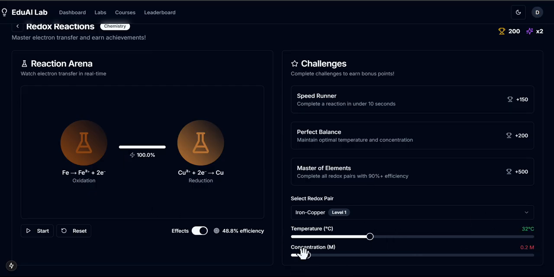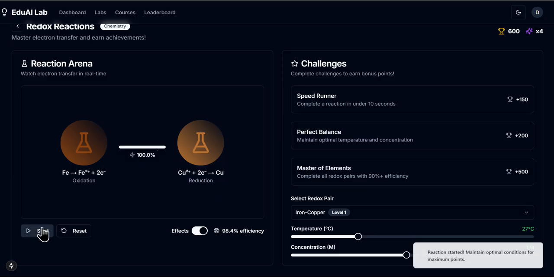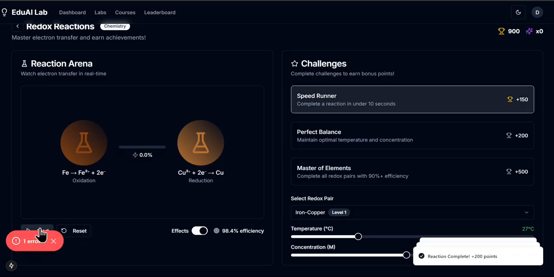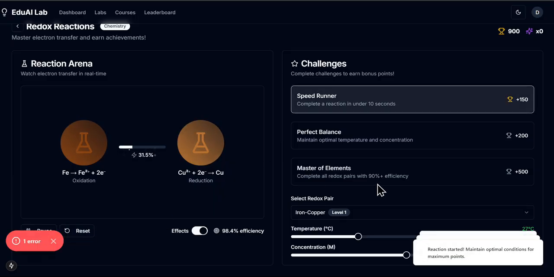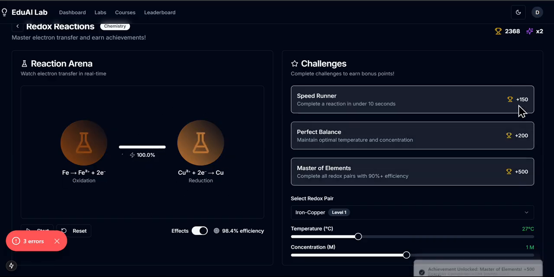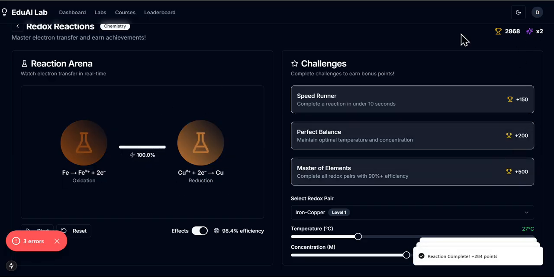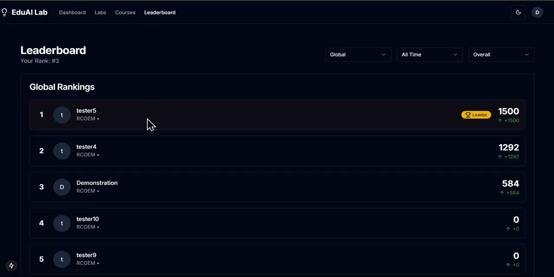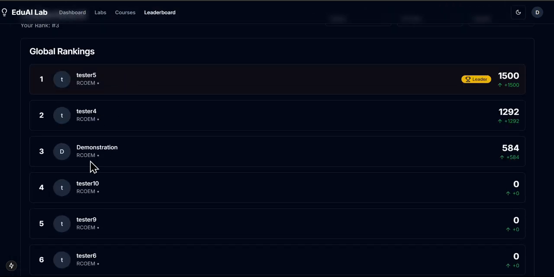Now if I set it at optimized levels, that is 0.1 molar concentration and 27 degrees temperature. Now if I reset and now I start. So as you can see, I'll get more points for this. There you go. I can also check my points in the leaderboard section. Here, and this is my user currently demonstration. It is at 584 points.